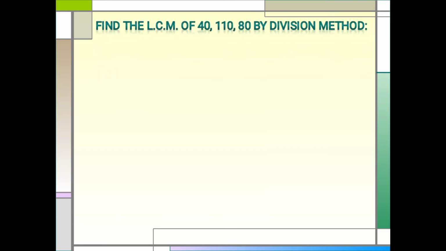Now the last method is to find the LCM of 40, 110 and 80 by the division method. Now what are you going to use here?